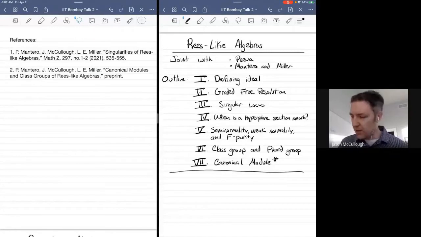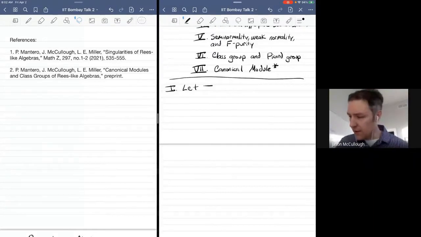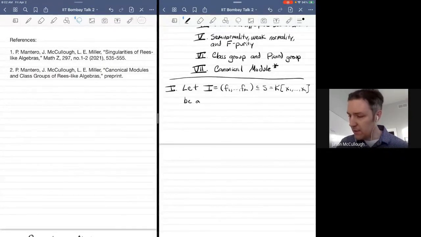Okay, so let me set notation. Once again, I is going to denote a graded ideal in a polynomial ring, say generated by m elements. And let's denote the standard graded polynomial ring S, say in n variables. So S is standard graded and I is a graded ideal.